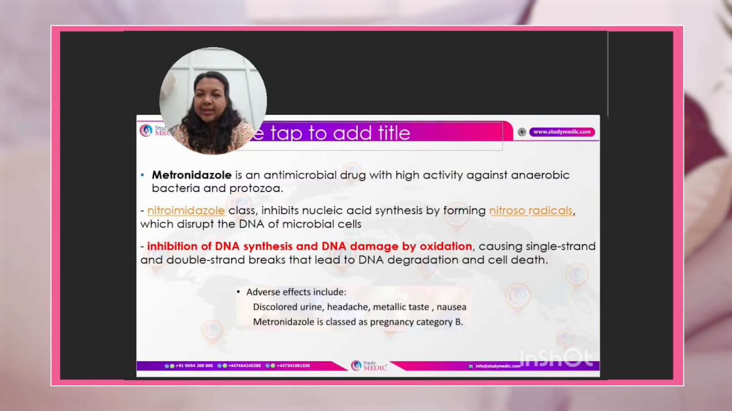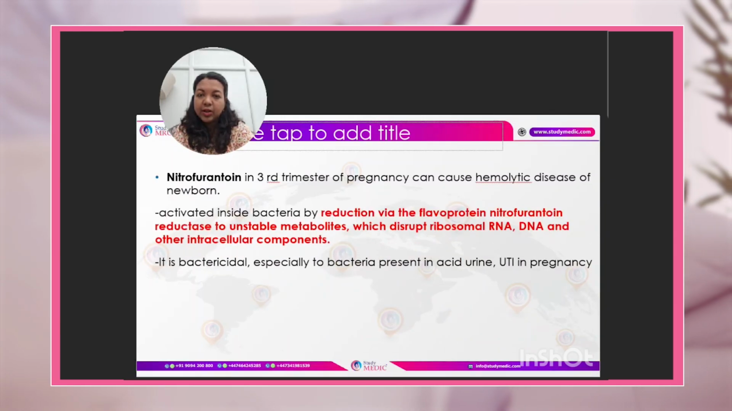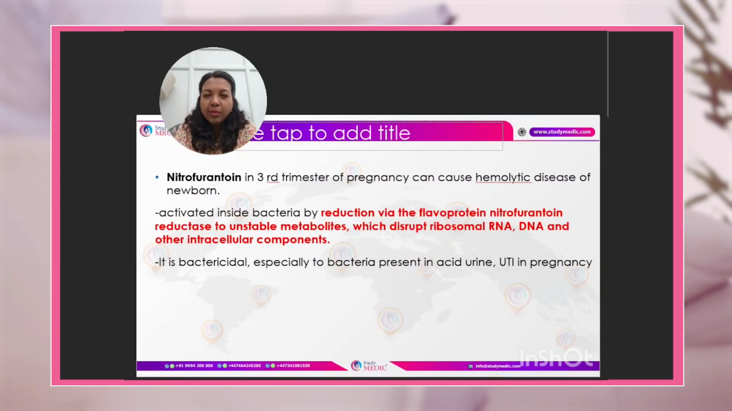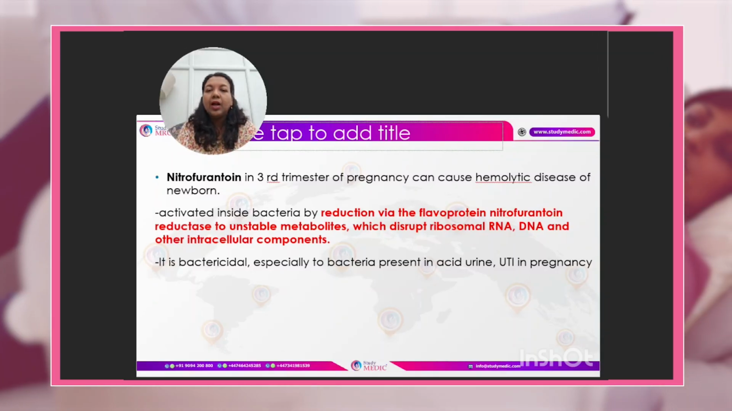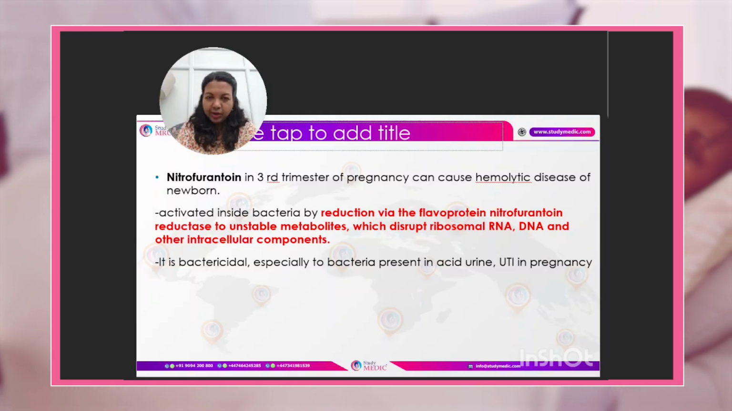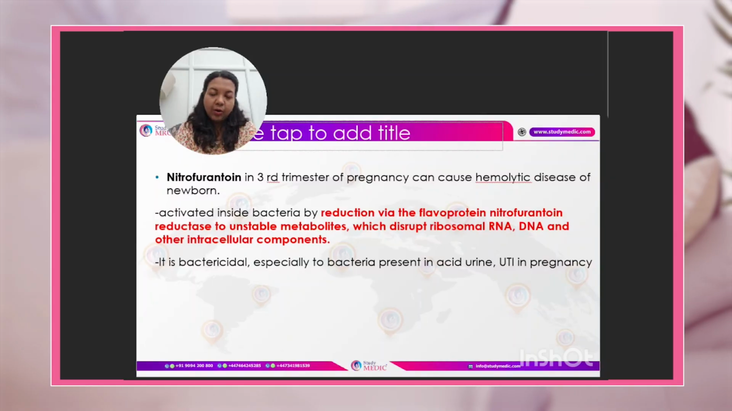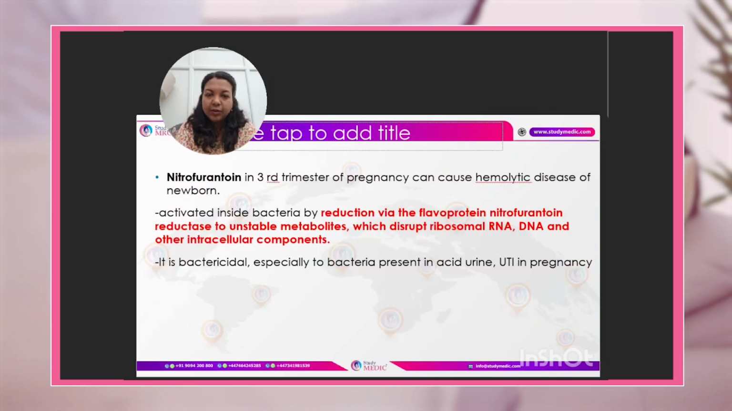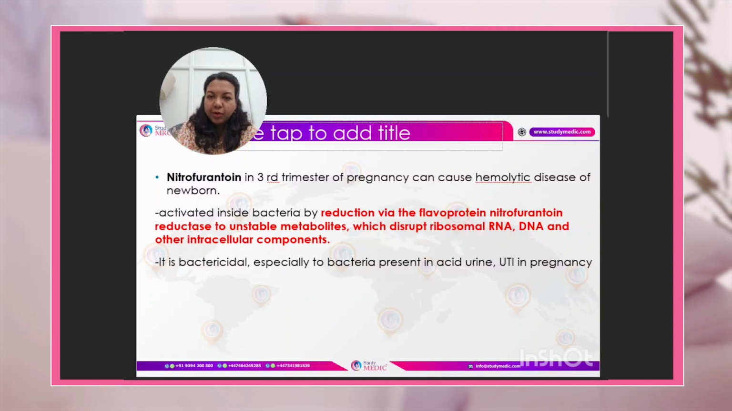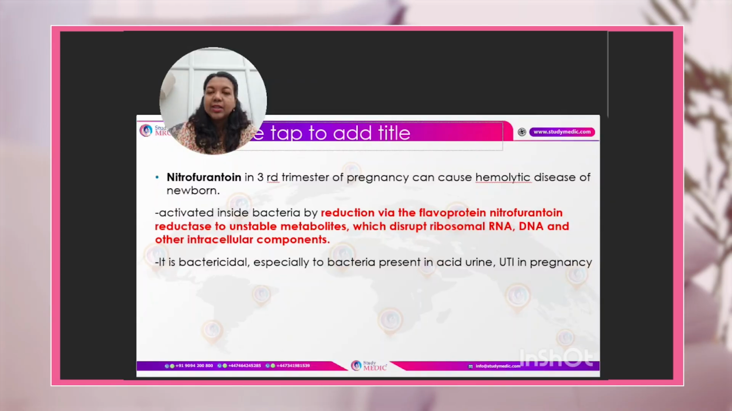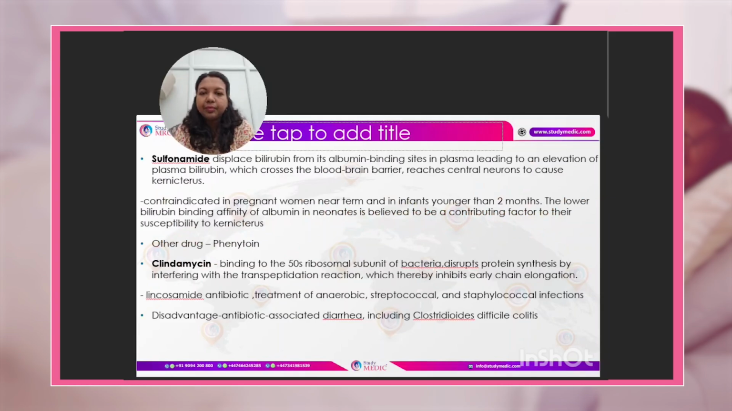So metronidazole we discussed; it inhibits DNA synthesis and causes DNA damage by oxidation. Nitrofurantoin is another drug which is commonly used for the management of UTI in pregnancy, even for prevention as well as suppression dose. But to be remembered, it has to be avoided during the third trimester of pregnancy because of the side effect it can cause on the baby, that is acute hemolytic disease of the newborn. It basically acts by reducing the flavoprotein nitrofurantoin reductase to unstable metabolites, and this disrupts the DNA, ribosomal RNA and other intracellular components.